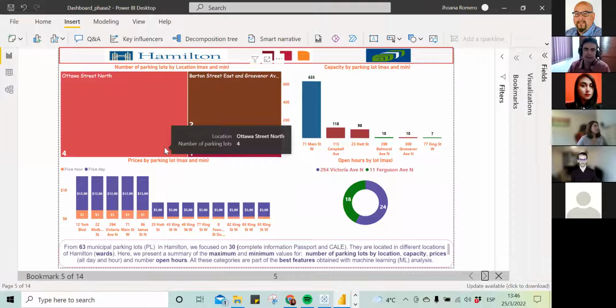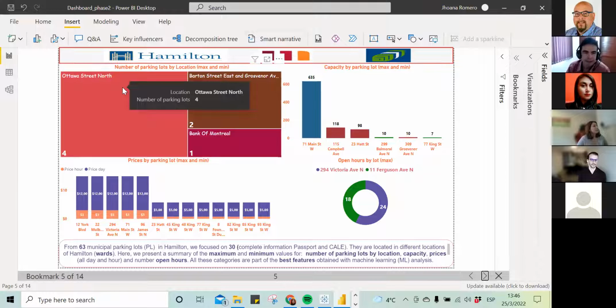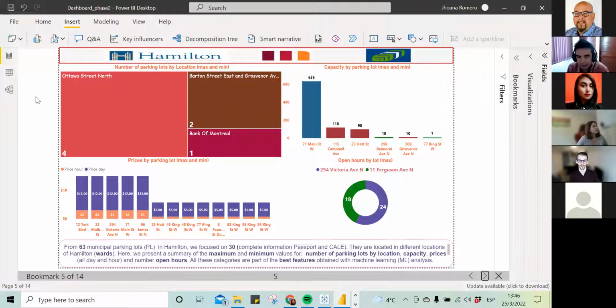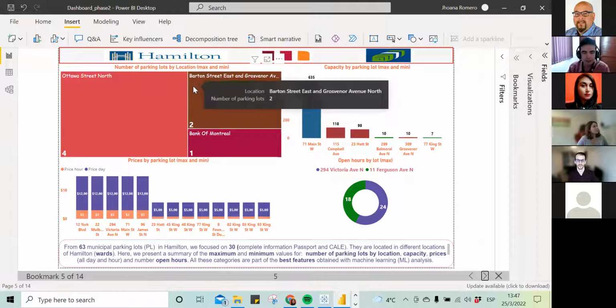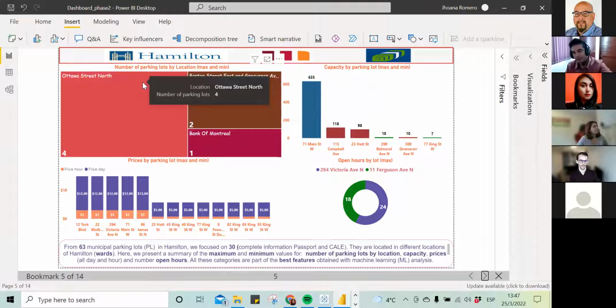And here on the top left, as I have mentioned, this is for 30 parking lots, and they are located in different locations of Hamilton wards. So here we present a summary of the maximum and the minimum values for number of parking lots by location, capacity, prices, and number of open hours. These are the main best features that we got from using machine learning.